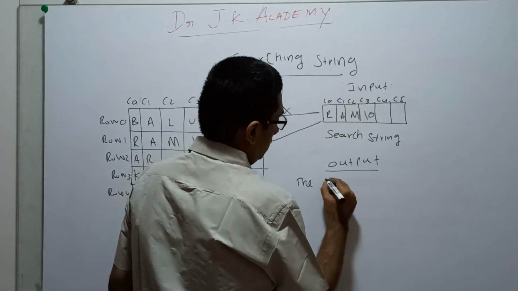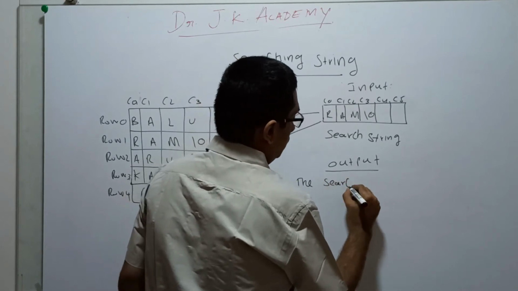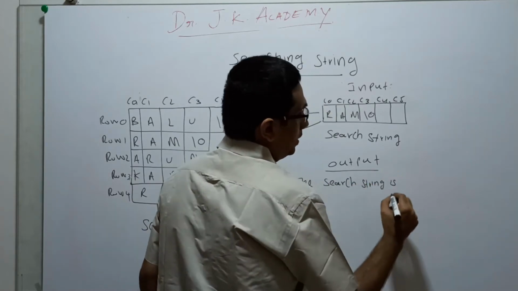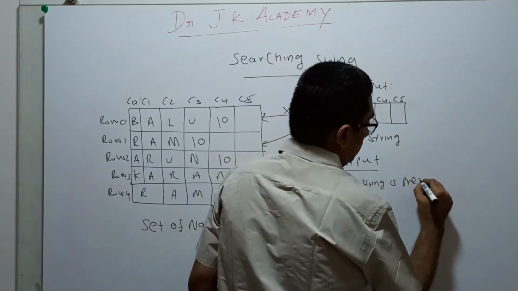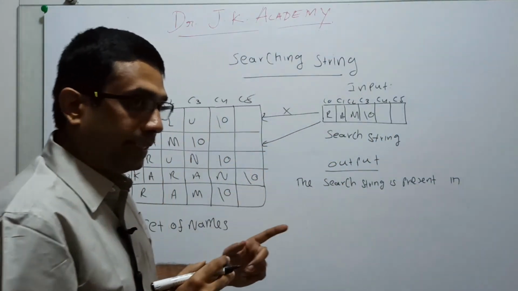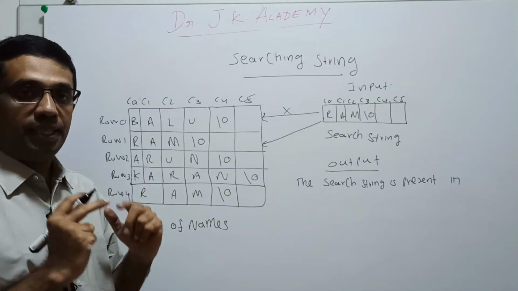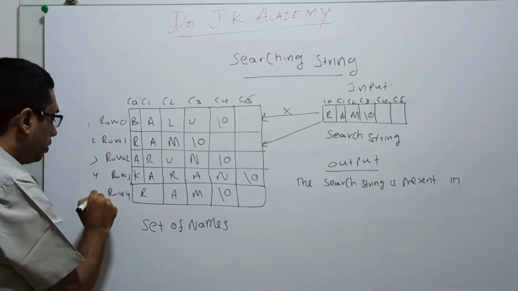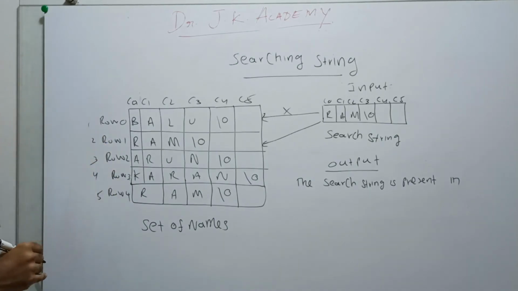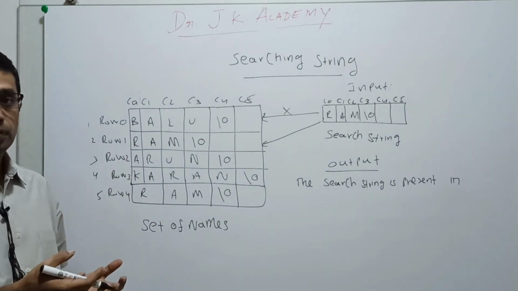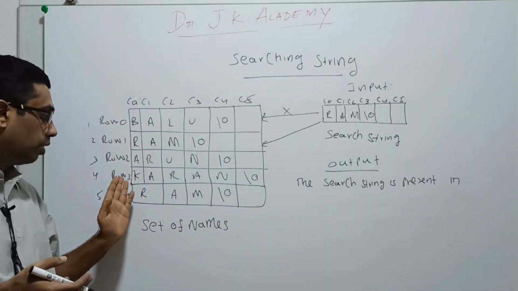The search string is present in. When you're printing the rows, you have to think about it physically. Physically, if you take a matrix, we'll have row 1, row 2, row 3, row 4 and row 5. But in C programming, the array starts from 0. That's why we call them the 0th row, first row, second row, third row, fourth row.